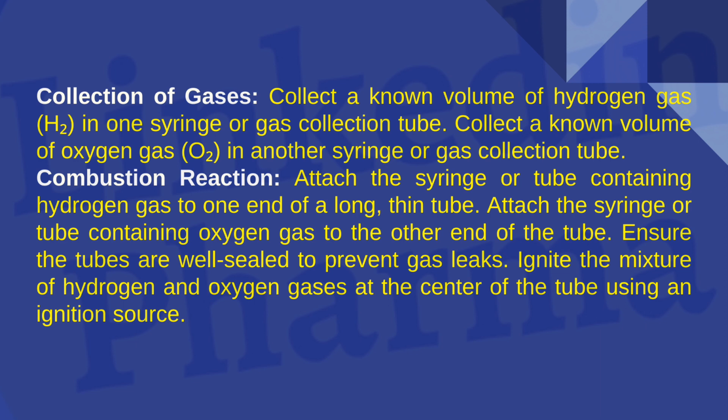Combustion reaction: attach the syringe or tube containing hydrogen gas to one end of a long, thin tube. Attach the syringe or tube containing oxygen gas to the other end of the tube. Ensure the tubes are well sealed to prevent gas leaks. Ignite the mixture of hydrogen and oxygen gases at the center of the tube using an ignition source.